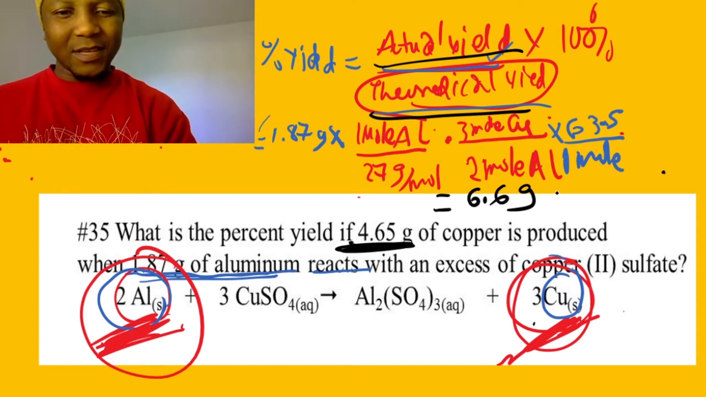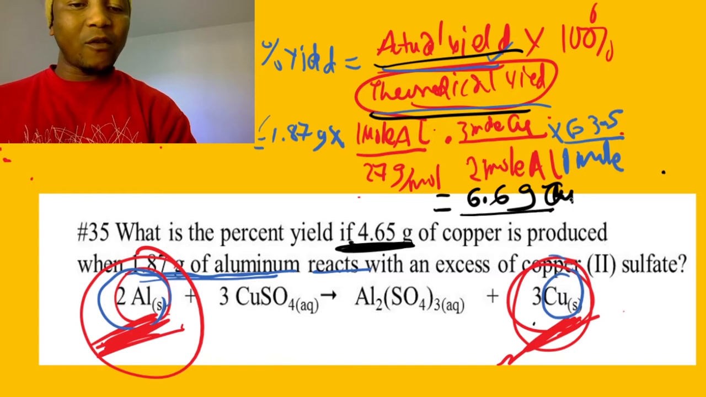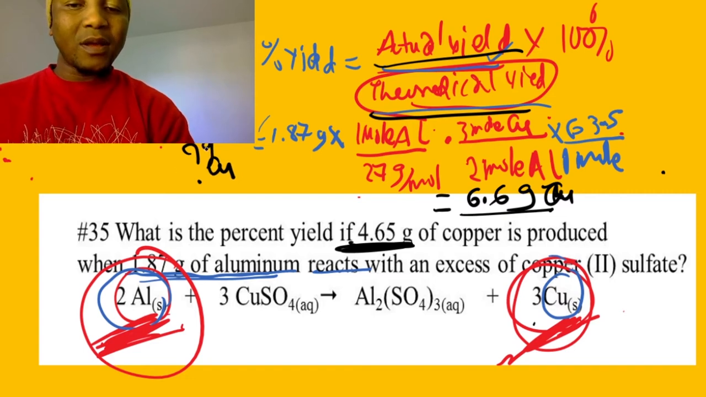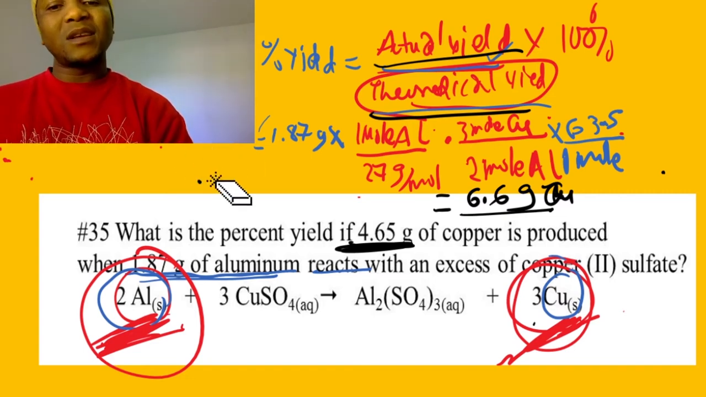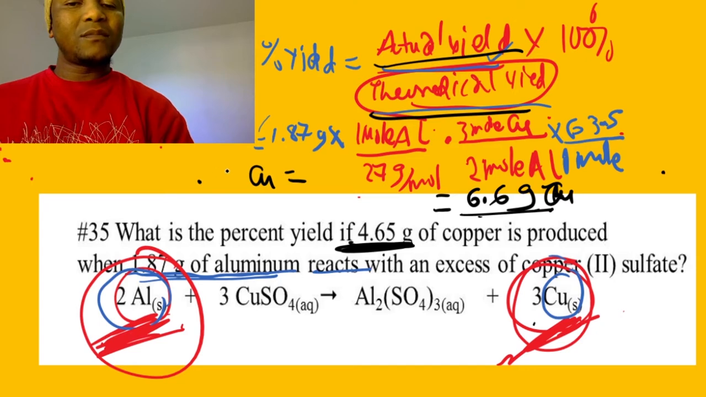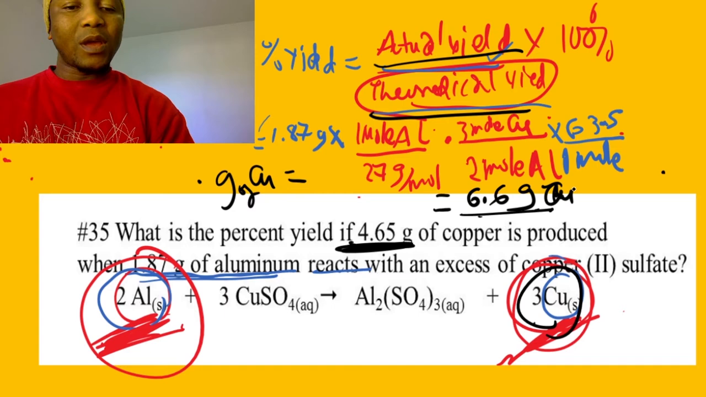So this is what? It is the theoretical yield of copper. Remember, this is the grams of copper, so here you can simply say we're looking for the grams of copper. This we just got, it was grams of copper, and this is the theoretical yield, 6.6 gram of copper for now. Okay, theoretical yield.